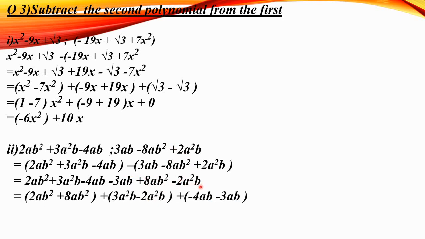Bringing the like terms together, 2ab square plus 8ab square in one bracket, plus 3a square b minus 2a square b in the second bracket, and minus 4ab minus 3ab in the third bracket. So solving it, we get 2 plus 8 as 10ab square plus 3 minus 2 is 1a square b, minus 3 and minus 4 added together we get minus 7ab.